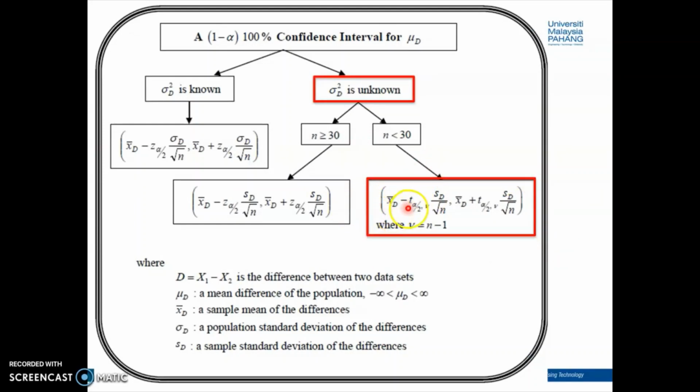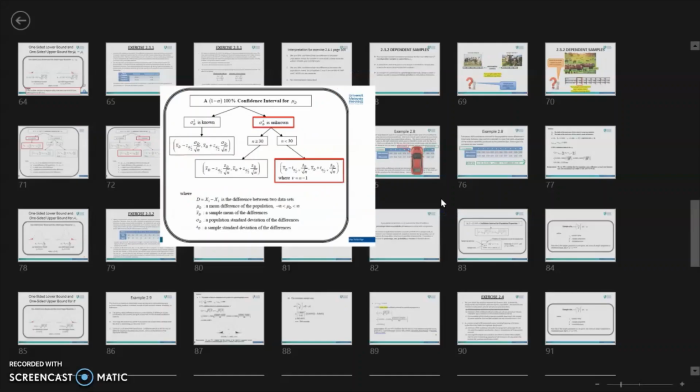Okay, x bar d minus d critical value multiply sd divided by square root n, and the same goes to the upper boundary, but you need to do addition instead of subtraction. Okay, very clear. This is the formula. Now, how do we find this x bar d and how do we find this SD? Sample mean difference and sample standard deviation difference.